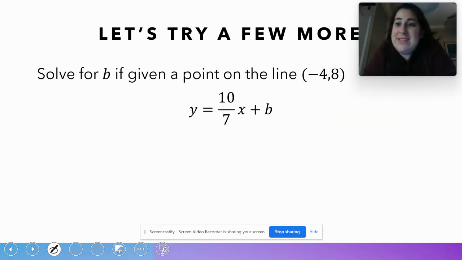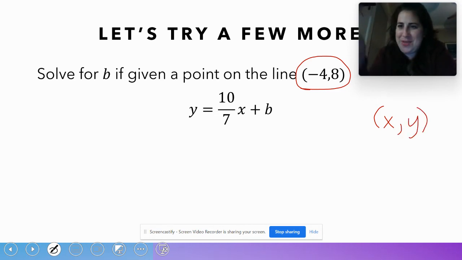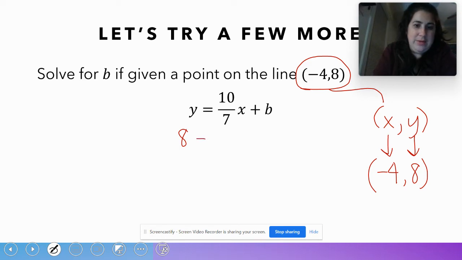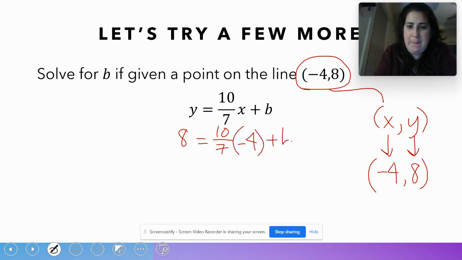All right, so this one's a little bit different because we're going to solve for b, but it's giving us an ordered pair. Remember, ordered pairs have the x come first, which I know is confusing because with the slope, the y is always on top. So in this case, x is equal to -4 and y is equal to 8. See how I matched that up? Let's go ahead and substitute in our values now. So y is equal to 8 equals 10/7 times x, which equals -4, in parentheses, plus b.